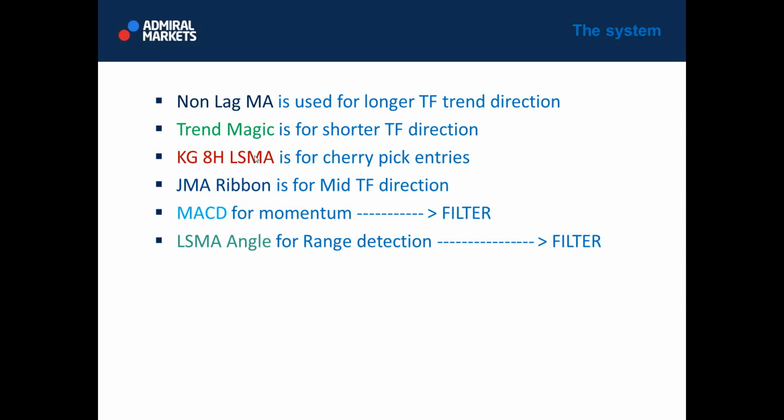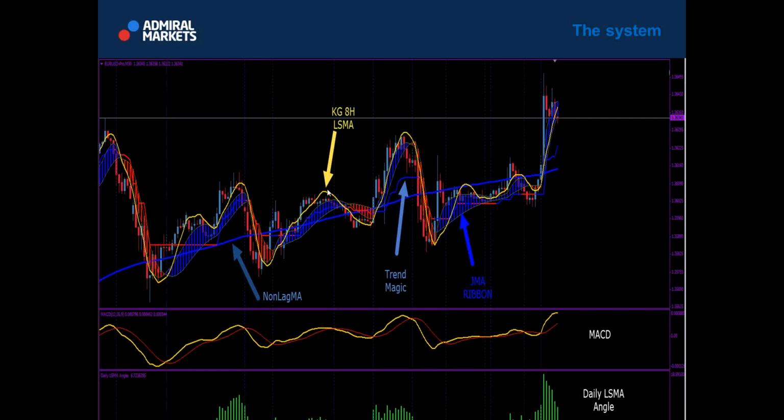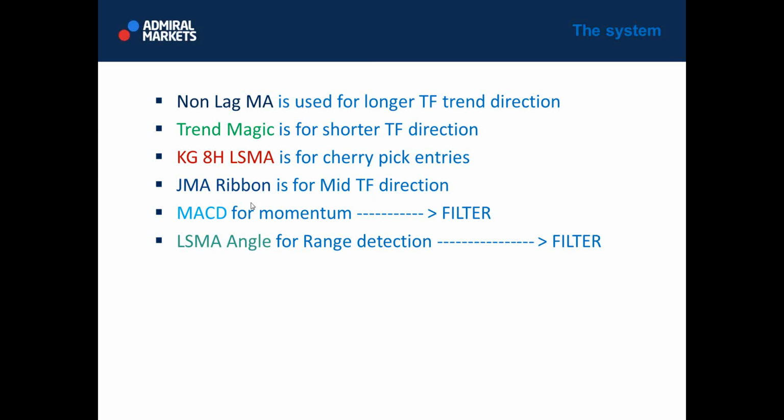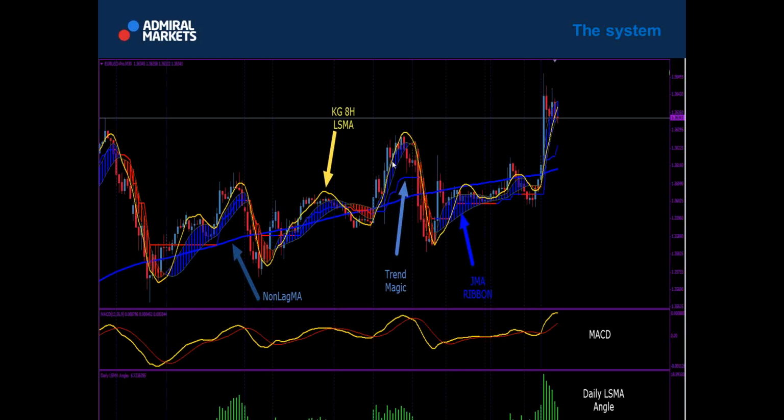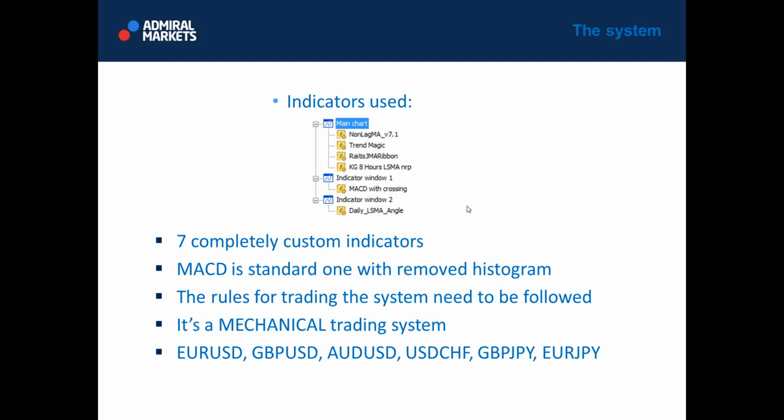LSMA is for cherry picking entries. LSMA stands for least squares moving average. And in this case, it's used to cherry pick the trade. I will show you the rules later. JMA stands for Jurik moving average, and it's a ribbon-based, envelope-based indicator which has histograms inside it. That is for mid-time frame direction. So Trend Magic is for short time frame direction, and the ribbon is for mid-time frame detection.